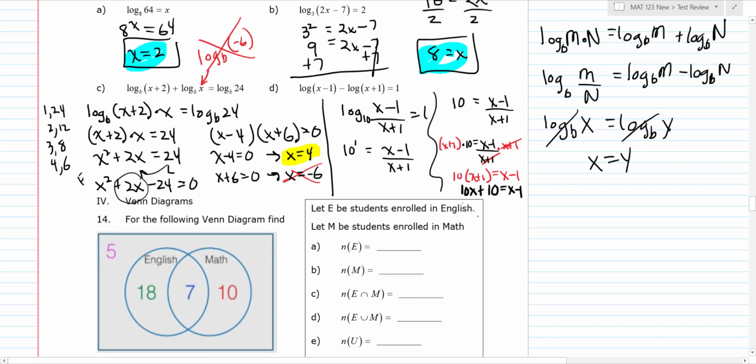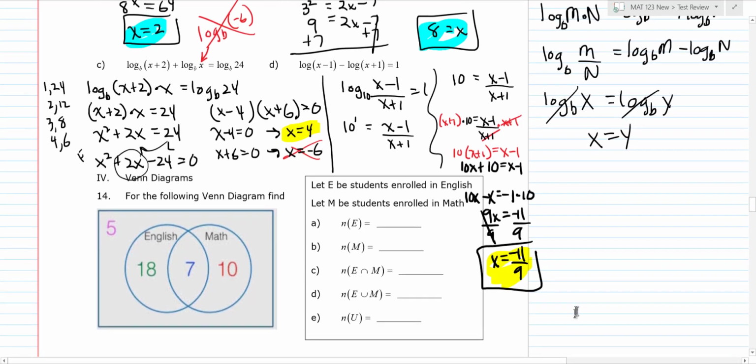I'm going to move the x to this side, so I get 10x minus x equals negative 1. I'm going to move the 10 to get minus 10, so that's 9x equals negative 11. Divide by 9. It's okay if you get a fractional answer, so you would end up getting that as your solution. That's how that would work out.